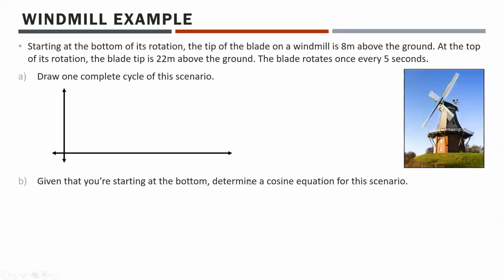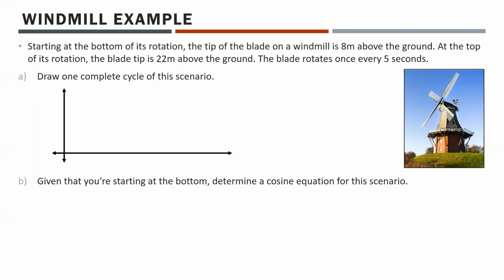Okay, anyway, we're going to try another example here. Next example is a windmill example. Starting at the bottom of its rotation, the tip of a blade on a windmill is 8 meters above ground. At the top of its rotation, the blade tip is 22 meters above ground. The blade rotates once every 5 seconds. Draw one complete cycle of this scenario.